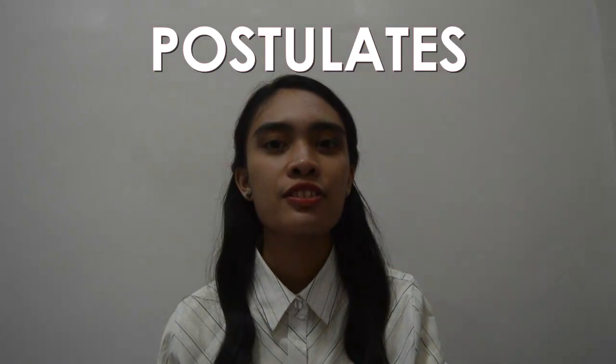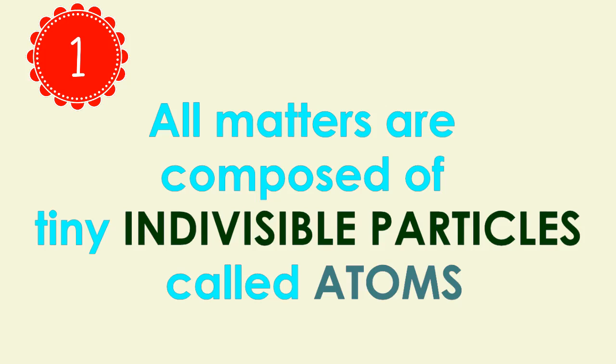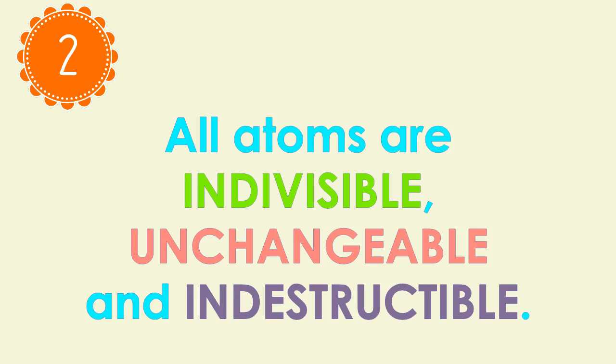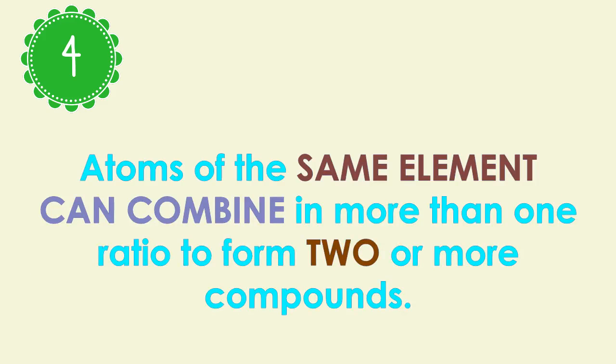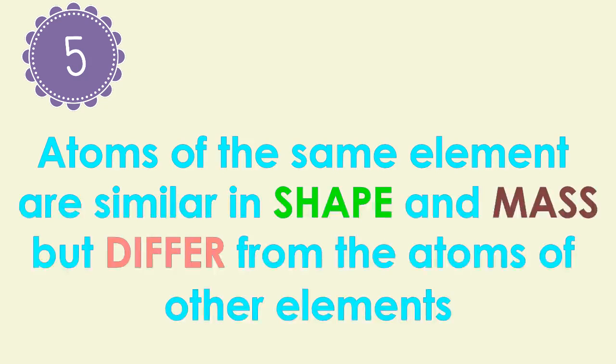Following are the postulates of Dalton's atomic theory. All matter is composed of tiny indivisible particles called atoms. All atoms are indivisible, unchangeable, and indestructible. Atoms of different elements may combine with each other in fixed, simple, whole number ratios to form compound atoms. Atoms of the same element can combine in more than one ratio to form two or more compounds. Atoms of the same element are similar in shape and mass, but differ from the atoms of other elements.